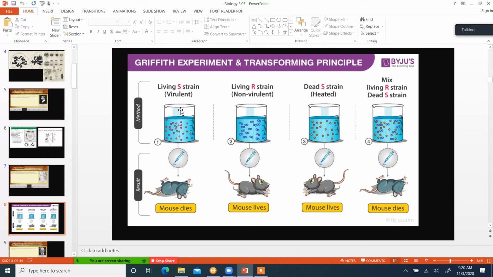Any ideas? Basically it means infective, infectious, dangerous. So if you put this bacteria into this mouse, the mouse gets sick and dies.